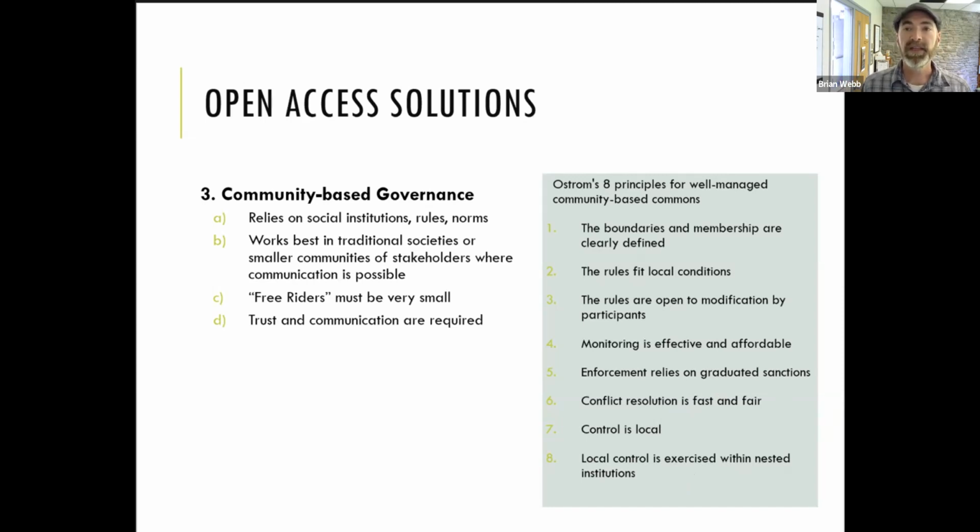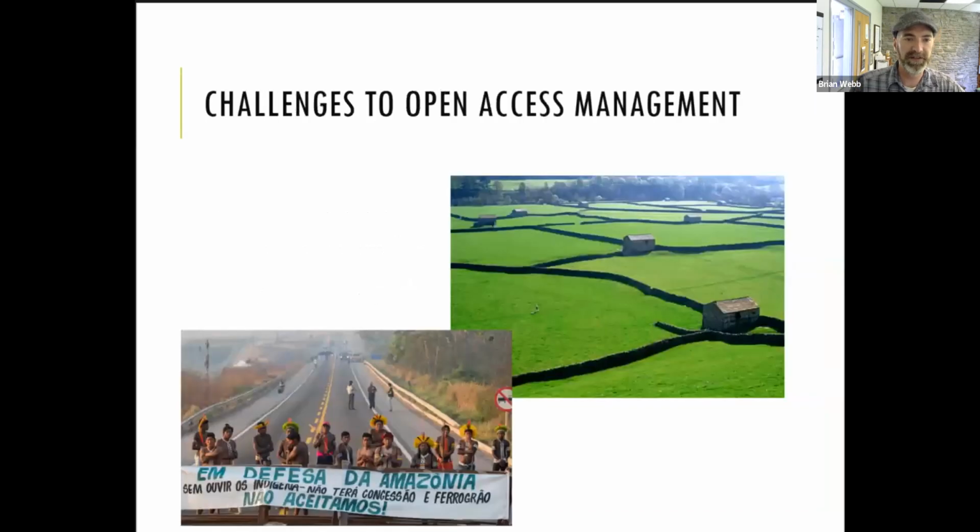So for the most part, in terms of management of open access resources, regulation is the primary tool that we're left with. Privatization can work sometimes, but many things can't be privatized. Community-based governance can work sometimes, but only on smaller scales, or when there is open trust and communication, which frequently is not the case. So definitely some challenges there. Okay, a few challenges to open access management. First of all, the problem of inequality.